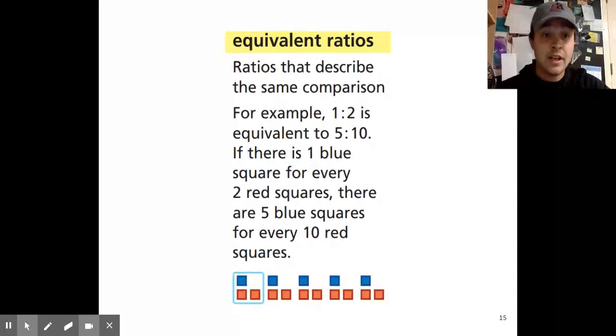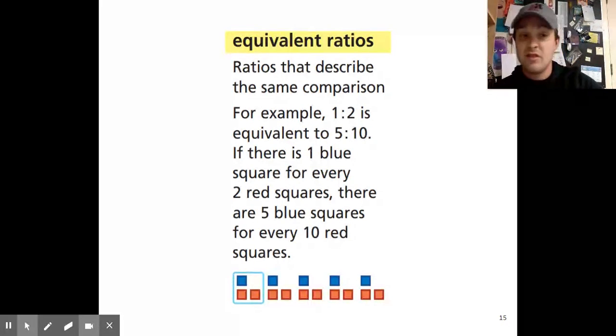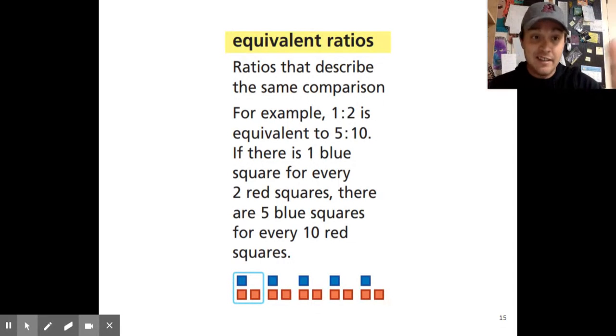This is a great opportunity to pause and jot down the definition of equivalent ratios, maybe draw that picture. It's great. You can just pause. You can re-listen to things. These videos are great. Okay.